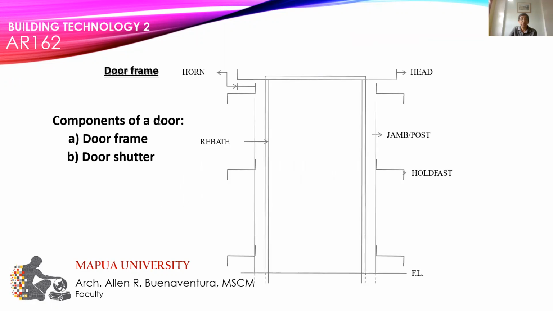So as you can see in the drawing, this is a door frame. The uppermost part of the door frame is the head. This vertical wood or steel is the jamb. This is the jamb or the post. They put a hold fast to hold it to the concrete or the cement or wood. There should be an anchoring.